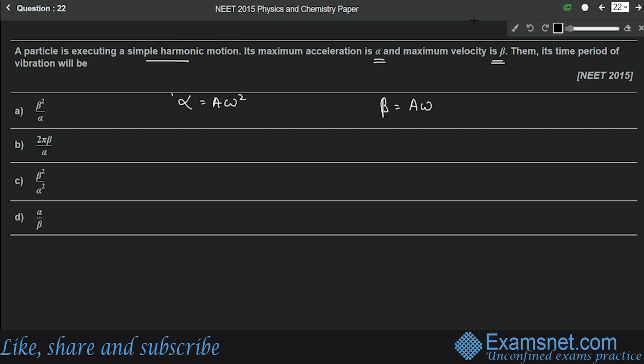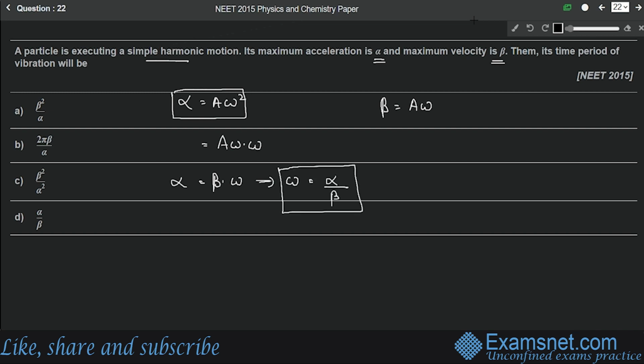Okay. Now in this equation, alpha equals to a omega square, we can write it like this, a omega into omega, and a omega is equal to beta. So alpha is equal to beta into omega. So from here we can say that omega is equal to alpha by beta. Okay. So omega is the ratio of alpha and beta. Now we have to find the time period of vibration. So it's very simple. We know the time period is equal to 2 pi by omega. So we'll just put this value here, 2 pi by omega. Omega is equal to alpha by beta. So it will be equal to 2 pi beta upon alpha. It will be the time period of the vibration. Option B will be the correct answer.